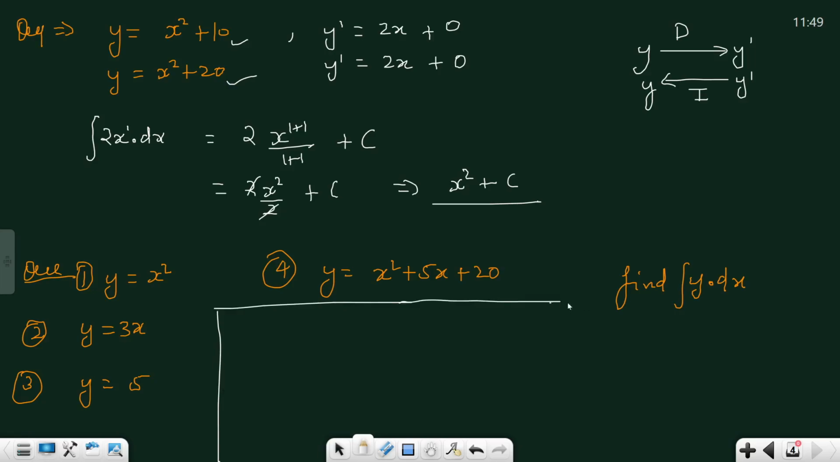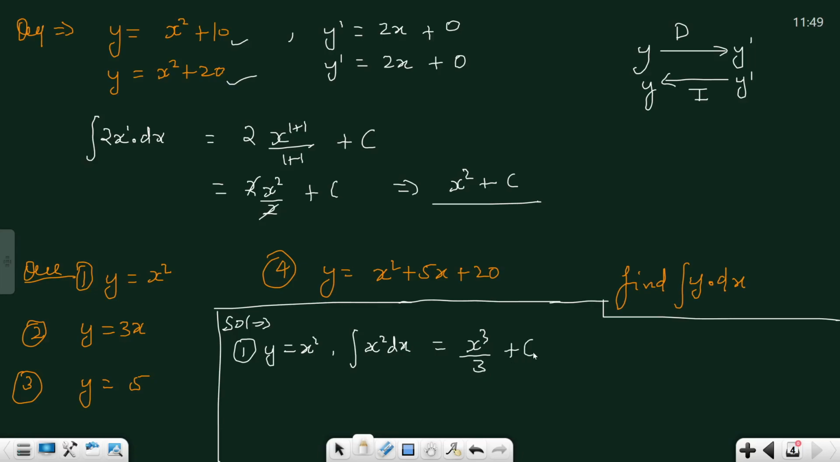Just tell me the solution of the first one. For y is equal to x square, when you integrate x square dx, you will get x cube by 3 plus c. Is it matching with everyone? Any doubt? For the second one, y is equal to 3x. When you integrate 3x dx, you will get 3x square by 2 plus c. Correct?